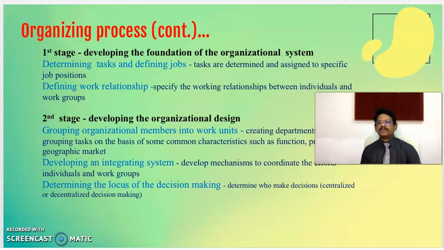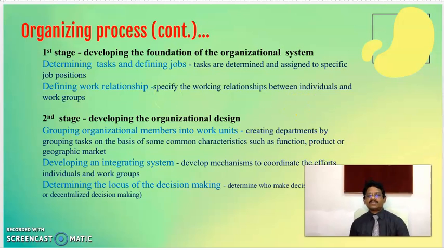Another important thing is determining the focus of decision making. That is, determining who makes the decisions, centralized or decentralized. At which level is decision making: the lower level, middle level, or top level? Decision making happens at the top level or lower level, so which level is it happening at? It is clearly mentioned in the organizing function. So that is one important dimension. This is all about the principles and the process of the organizing function.